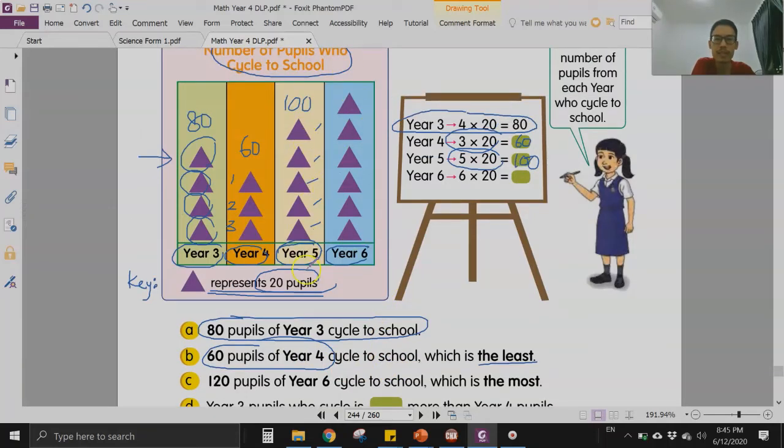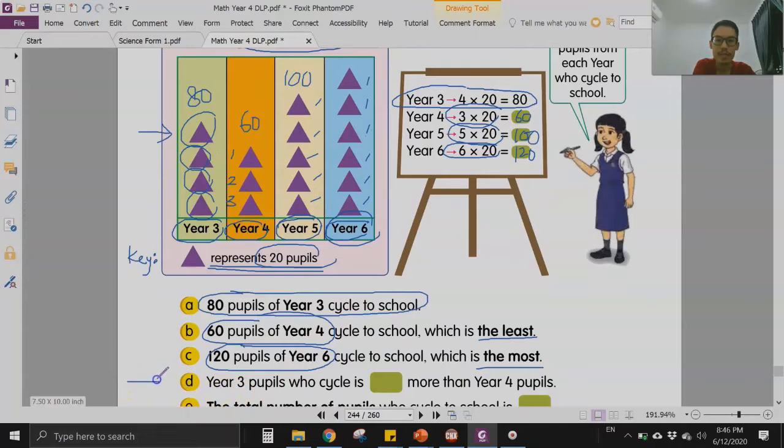Okay, year 6, there are how many triangles? 1, 2, 3, 4, 5, 6. 6 triangles. 6 times 20 is 120. So you can see that 120 pupils of year 6 cycle to school, which is the most, paling banyak.